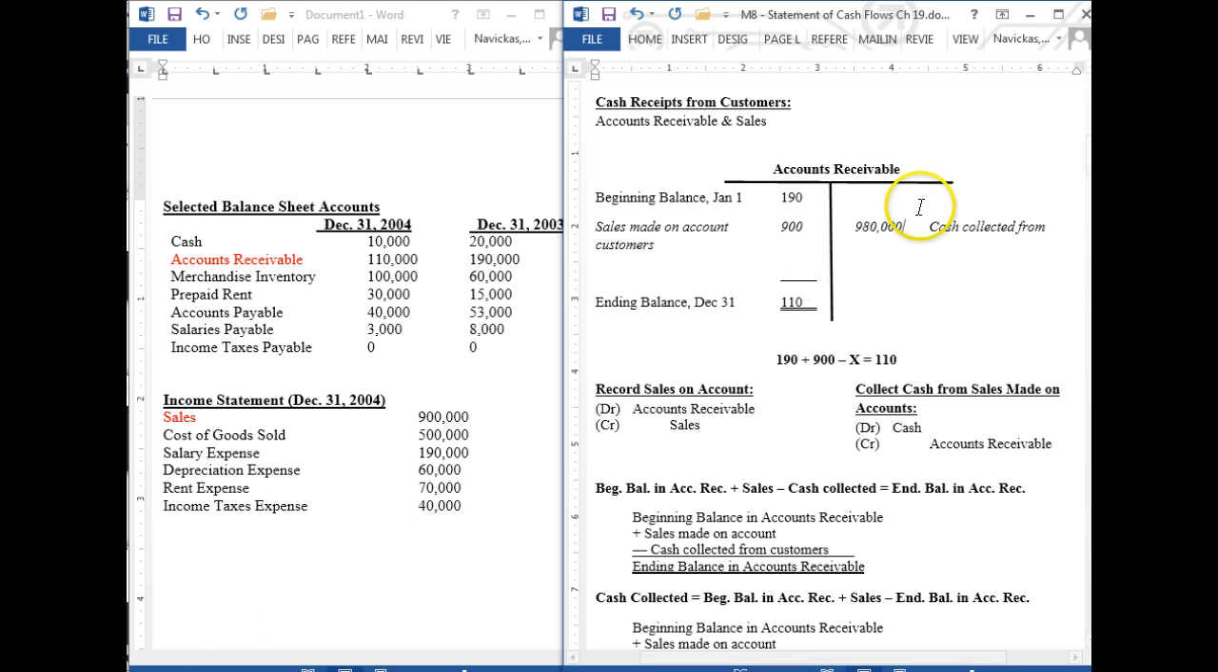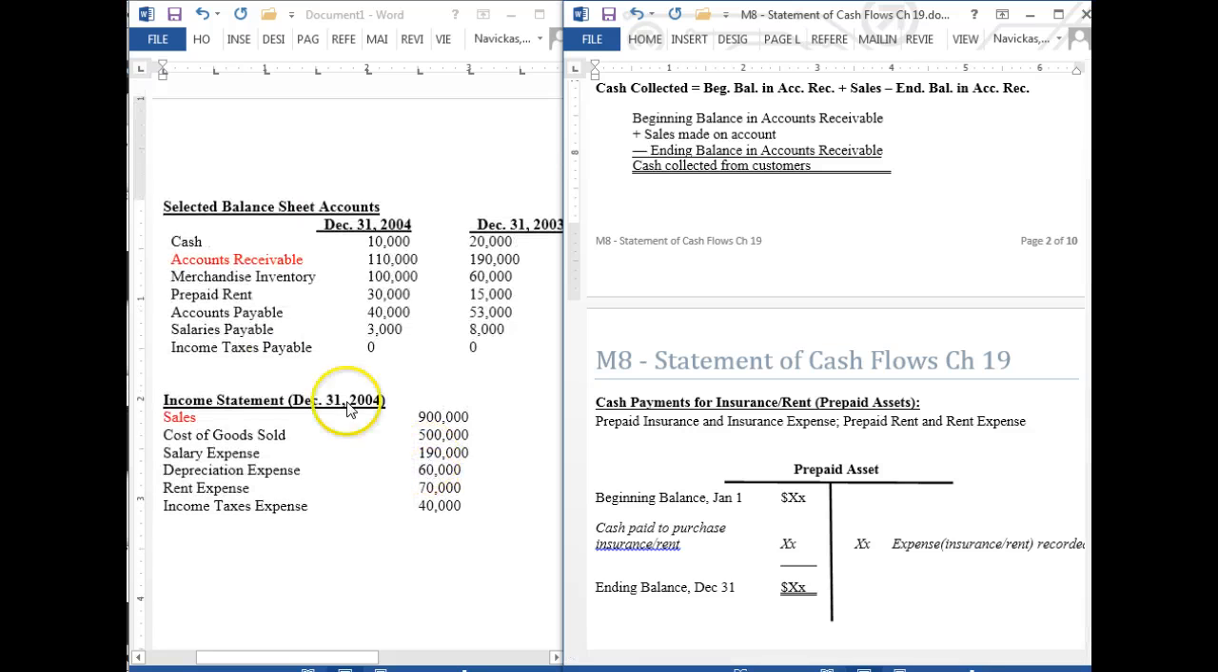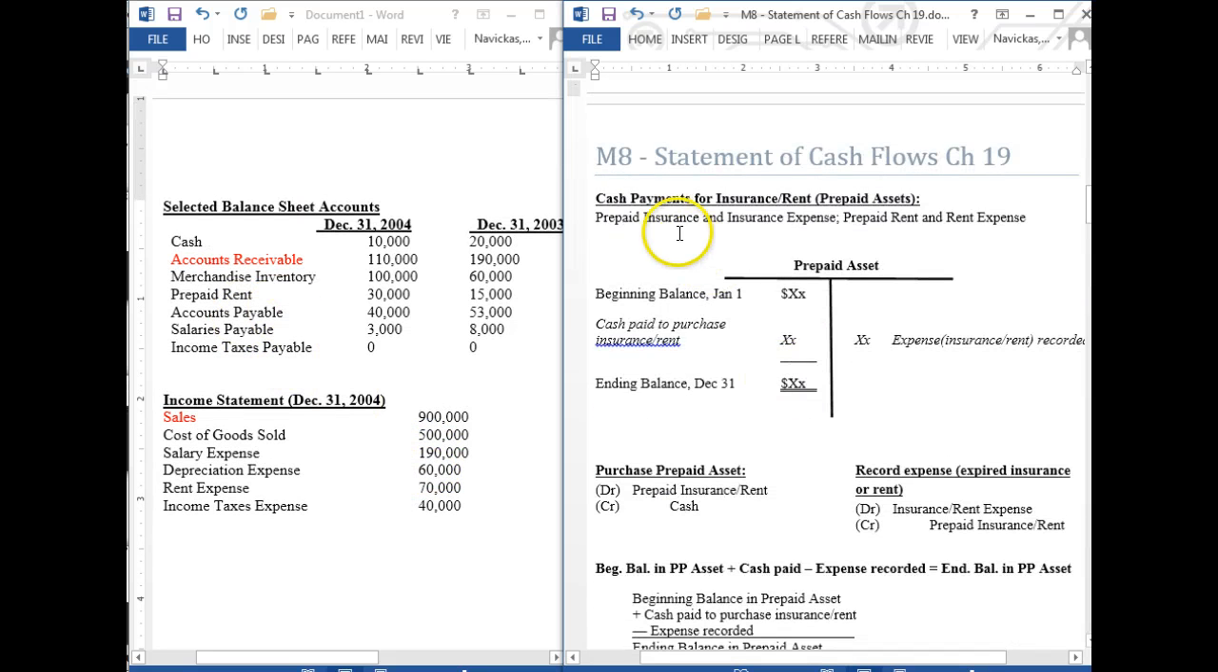Okay, all right, so now we're going to go on to the next one. We're skipping the one, so we'll go to cash payments for insurance and rent. So we have rent here. Now it's the same thing.